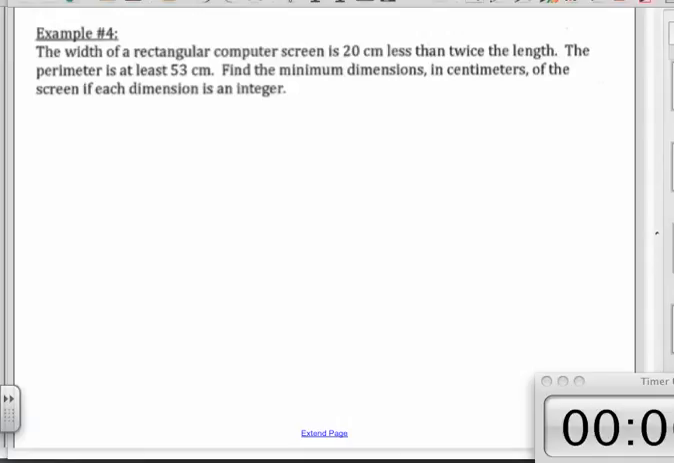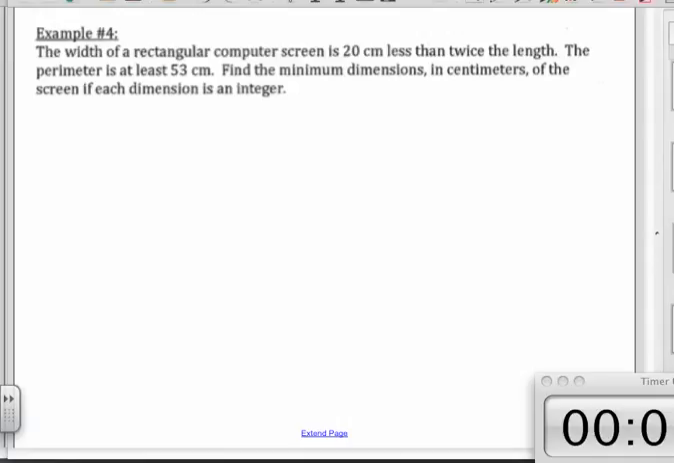It's different than the other ones. Alfredo? We've got 2 that we need to write. All right? Then it says, find the minimum dimensions in centimeters of the screen if each dimension is an integer. Okay, so that means we have no fractions. They're going to be whole numbers. Okay? They could have said whole numbers because you can't have a negative length of a rectangular screen.